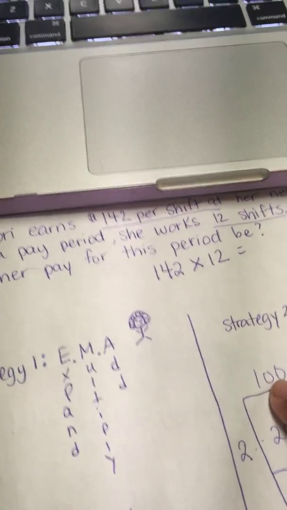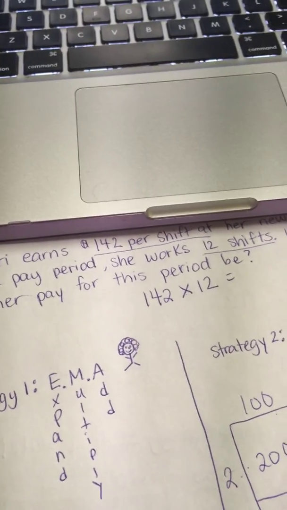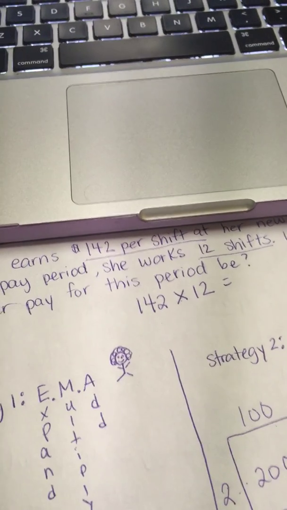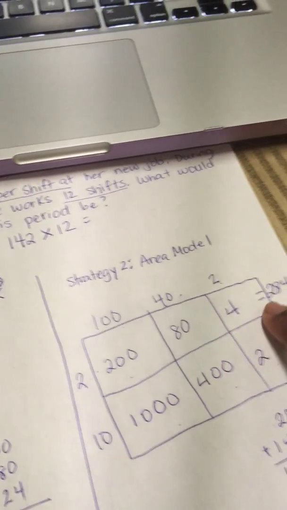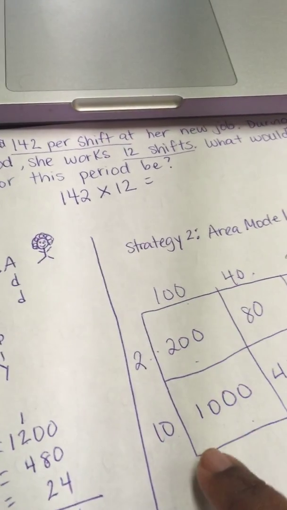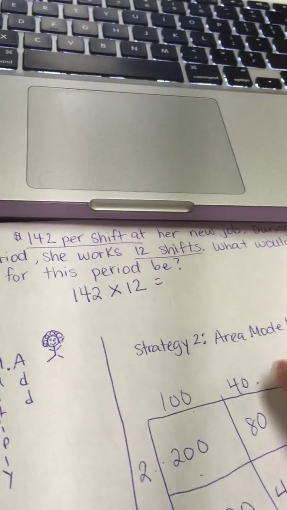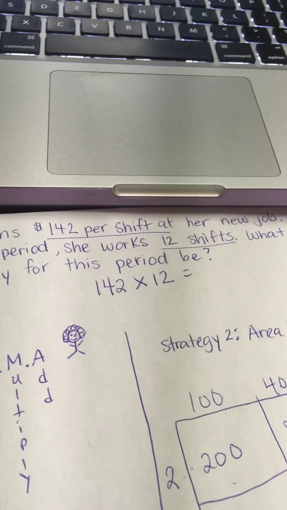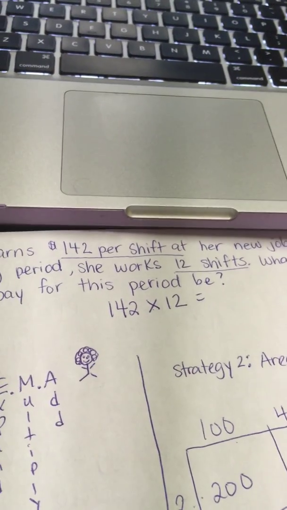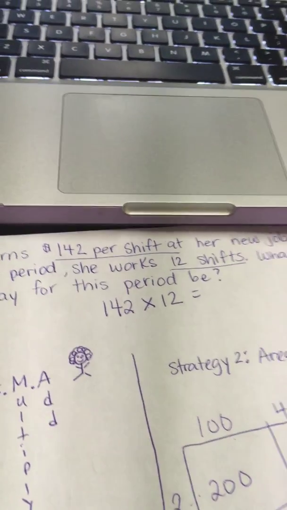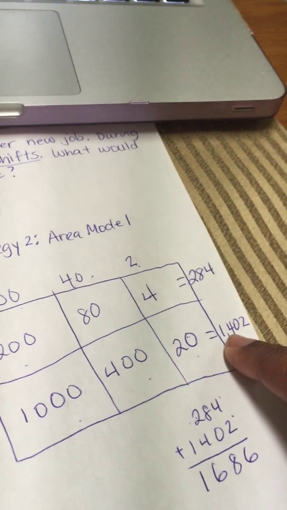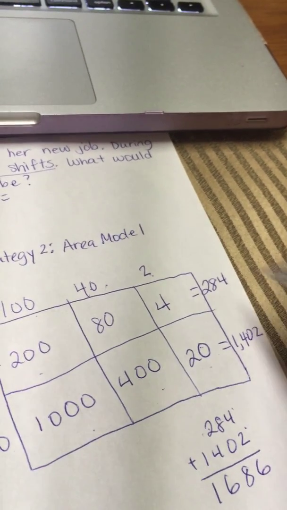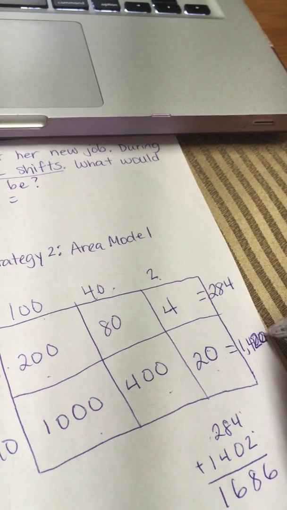Here we go. 100 times 2 is 200. 40 times 2 is 80. And 2 times 2 is 4. So everything looks good here. 100 times 10 is 1,000. 40 times 10 is 400. And 2 times 10 is 20. So that's where our mistake was, 20. So instead of that being 1,402, it'd be 1,420.